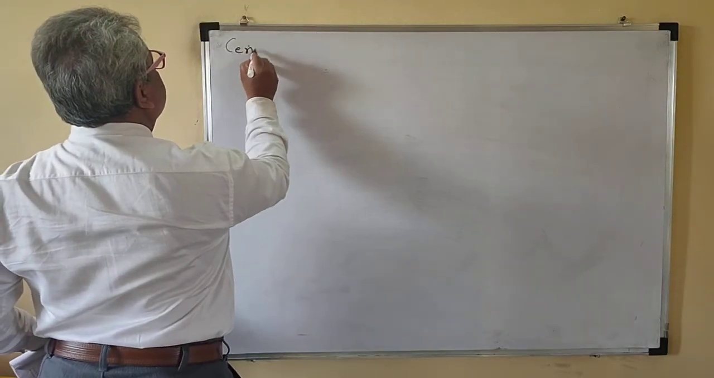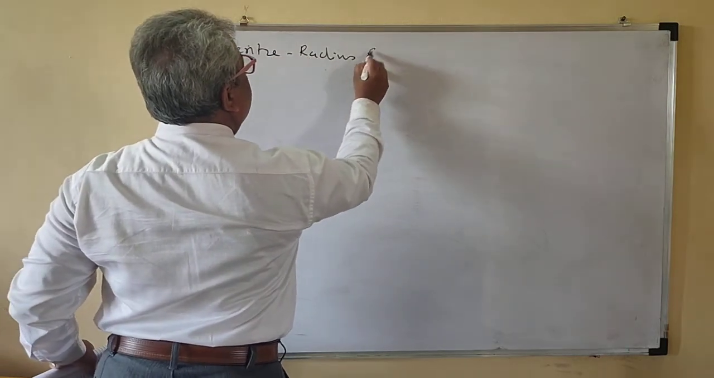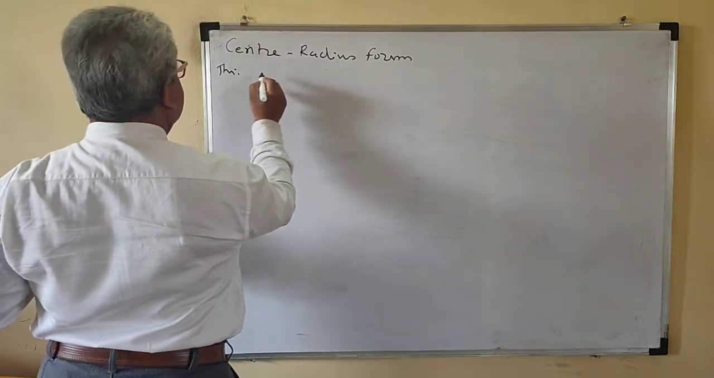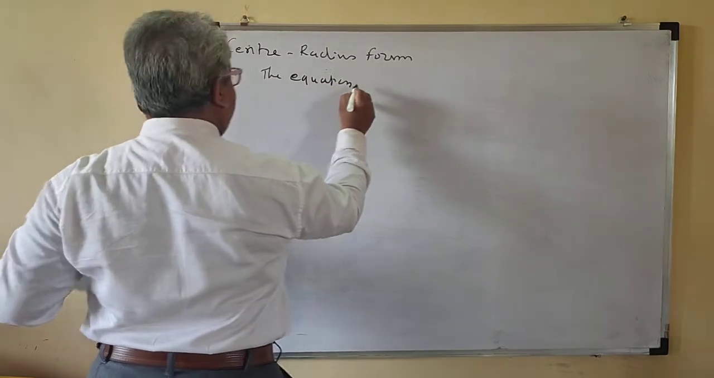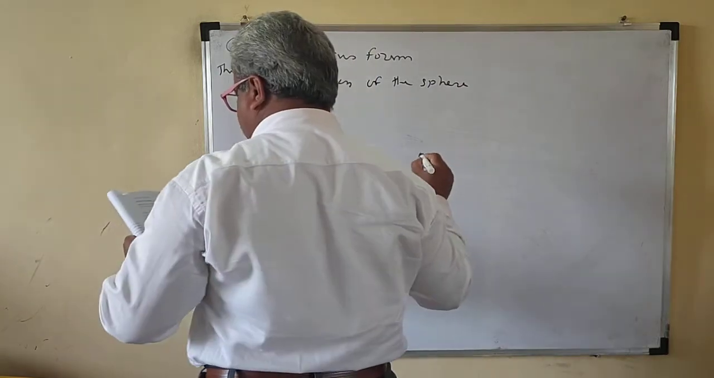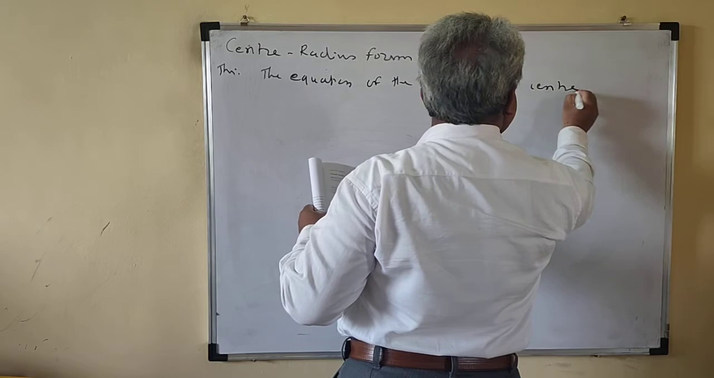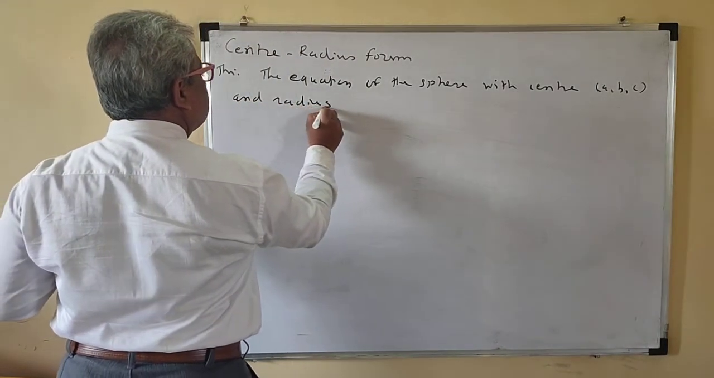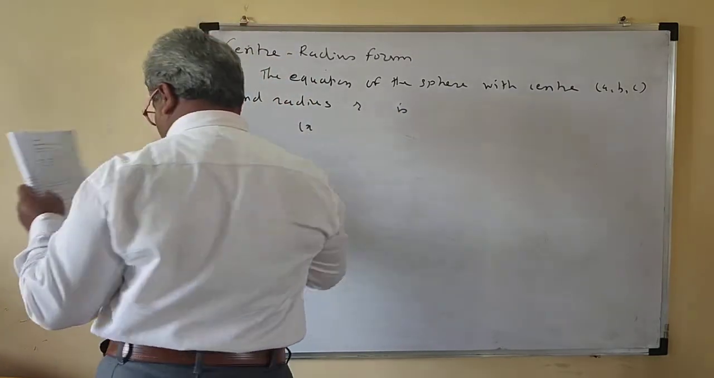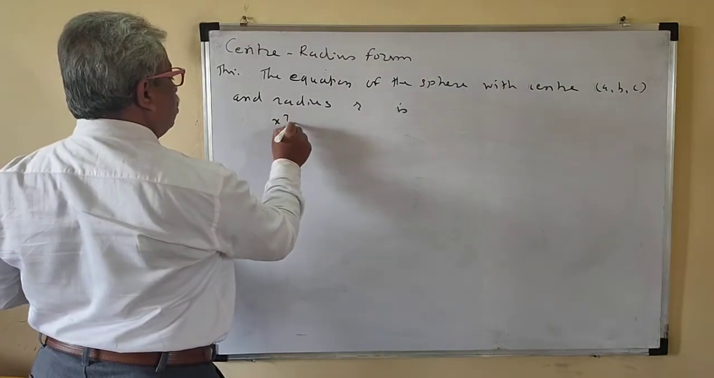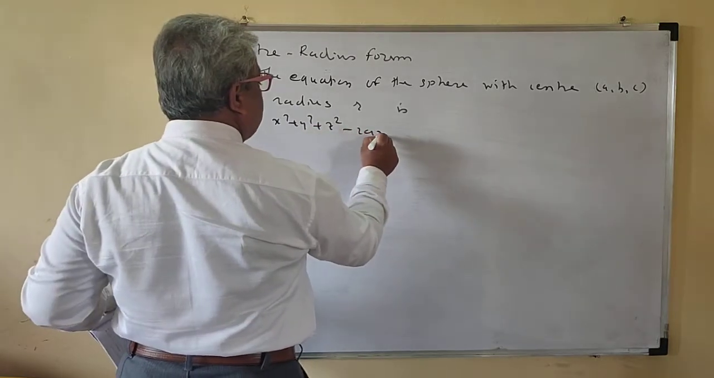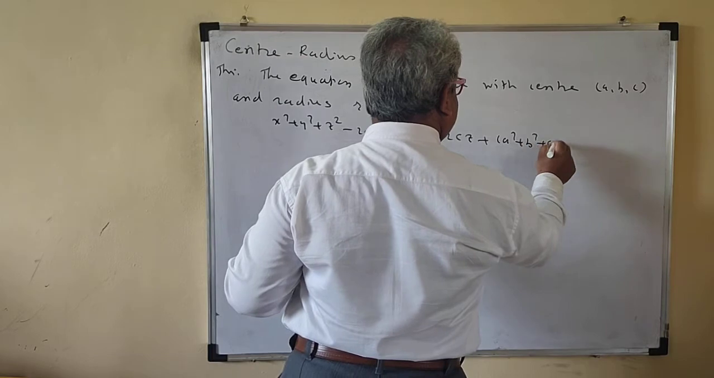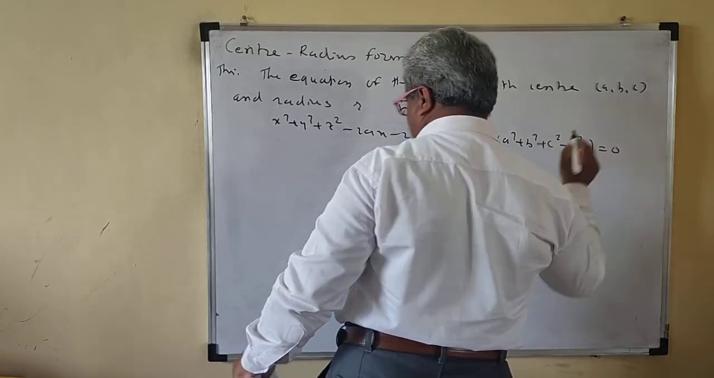That is the center radius form. So, theorem: the equation of the sphere with center (a, b, c) and radius r is x square plus y square plus z square minus twice ax minus twice by minus twice cz plus a square plus b square plus c square minus r square is equal to 0.